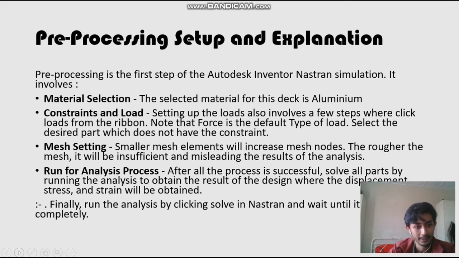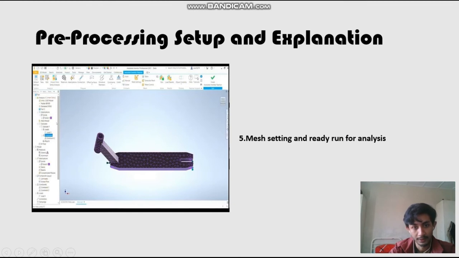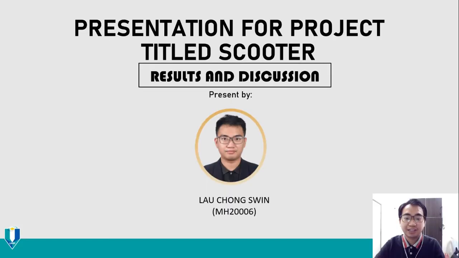Okay, on the last slide I will show the steps. This is how the pre-processing setup goes. This is how the steps begin: set the unit, set the constraint, set the material used for the subcase, and set the load. And the last one is mesh setting, and then it is ready to run for analysis. That's all. Thank you.